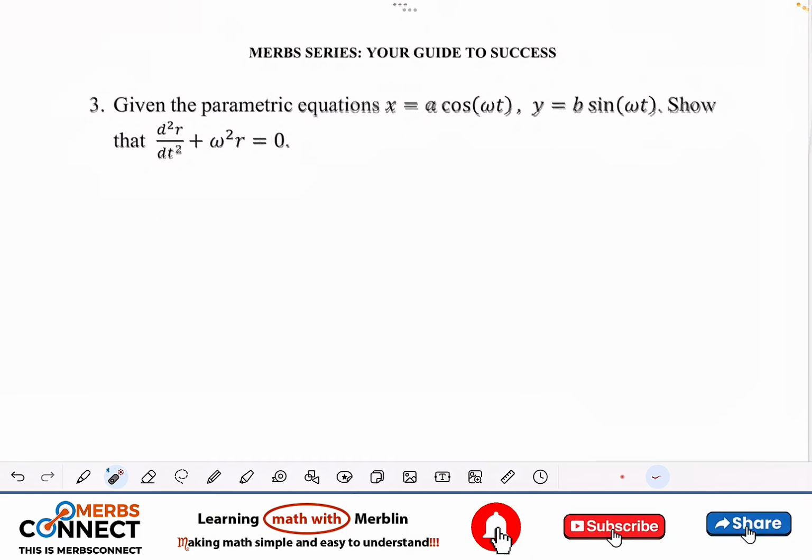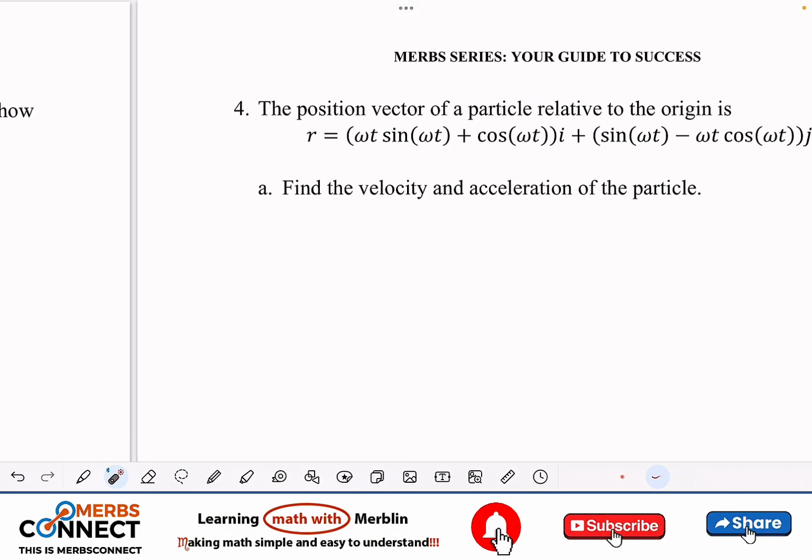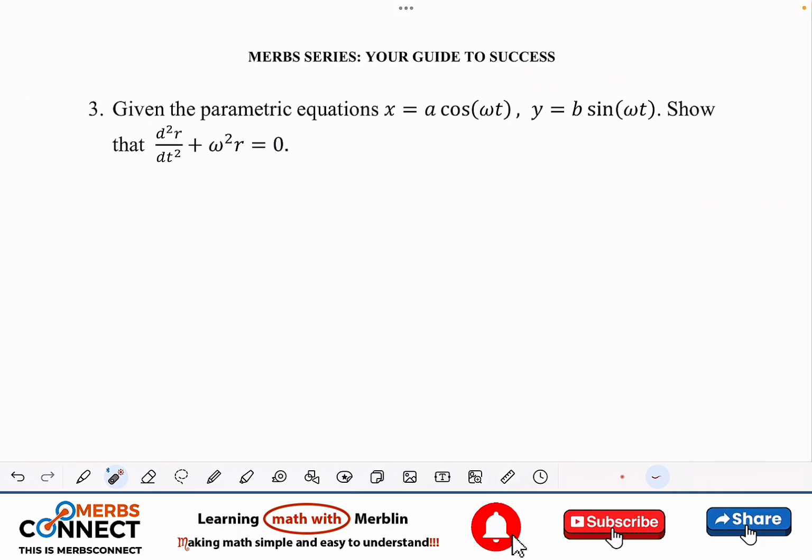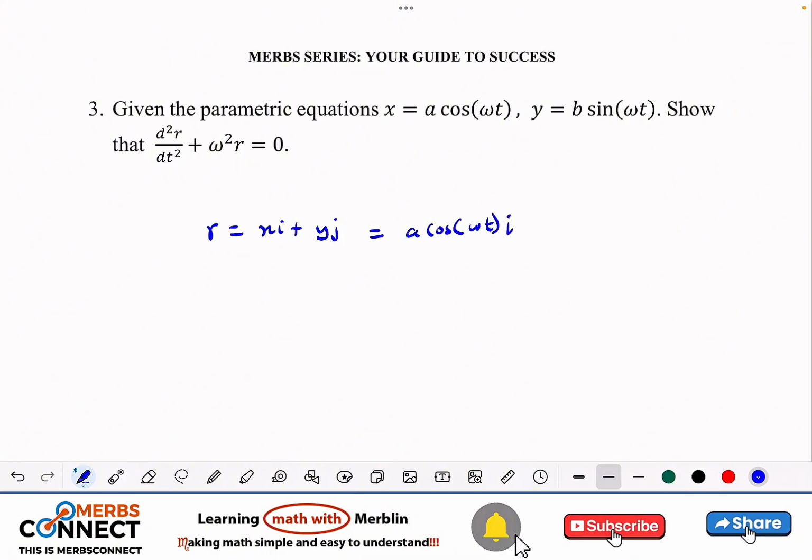So let's just go through quick. I wanted to give it to you, but I'll solve this one. Let me see whether I need to give you one to do. Okay, let me solve this one and give you question 4 to do. So now d squared r over dt squared is basically the acceleration, right? So that's what we need. But for us to do that, we need to form the parametric equation. So this is going to be xi plus yj, which is the same as a cos omega t i plus b sine omega t j.